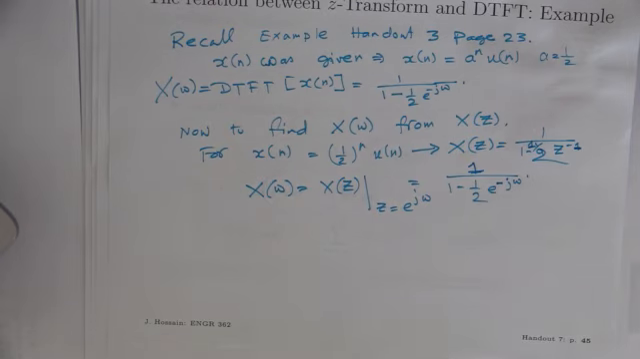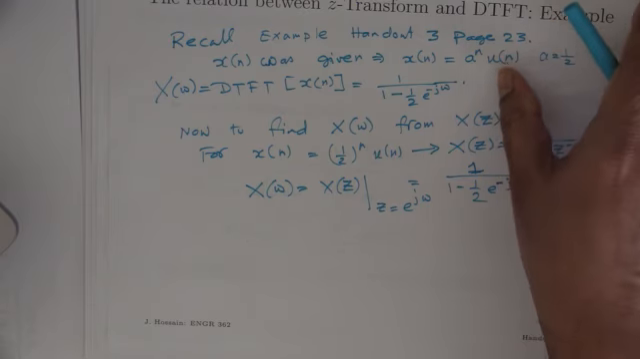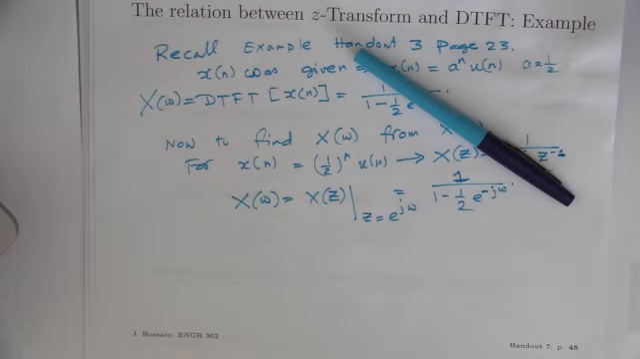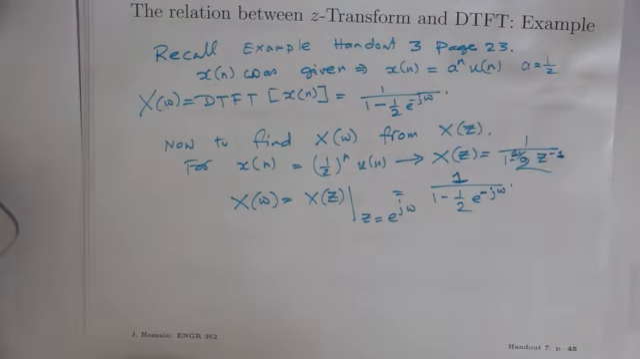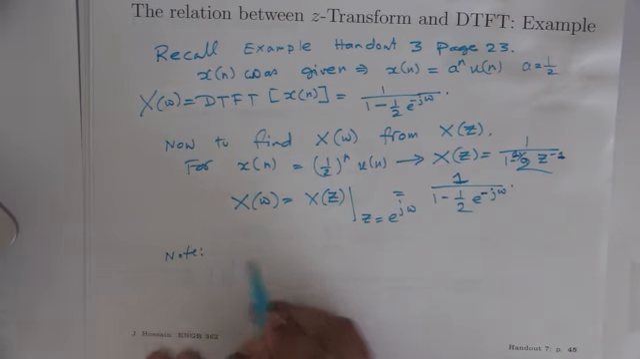So what we are learning is, if we know the Z transform of a signal, we can find the discrete time Fourier transform if we plug in a particular value of z, that z is e to the j omega, and we have solved one example. Okay, good.